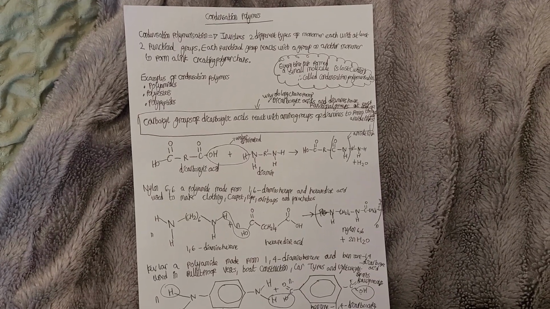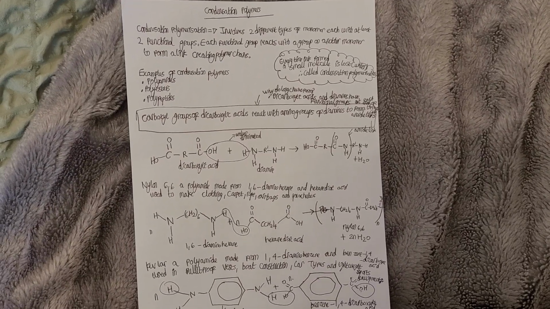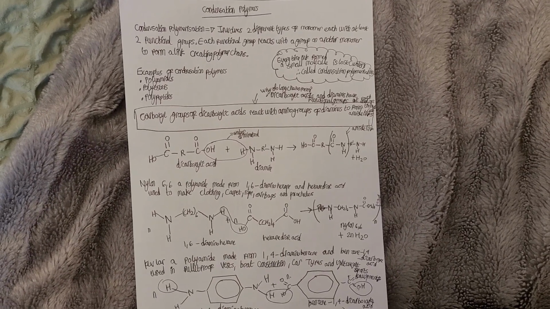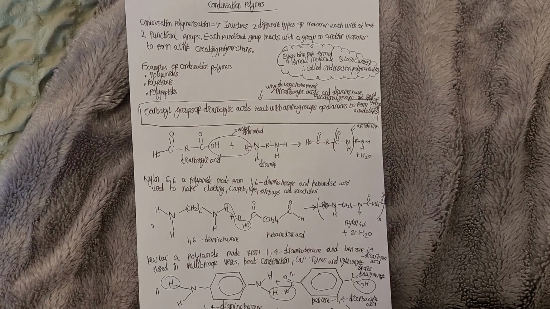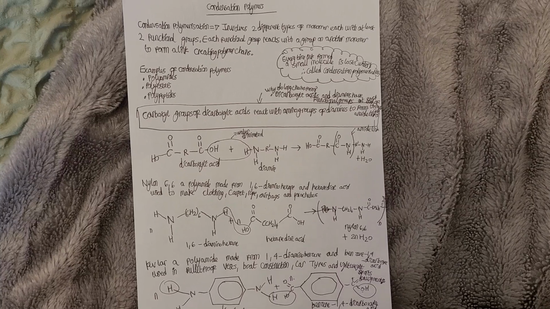Every time a link is formed, a small molecule is lost. Water is the most common one, therefore it's called condensation polymerization. Why do long chains form? Dicarboxylic acids and diamines have functional groups at the end of each of the molecules, therefore long chains form.